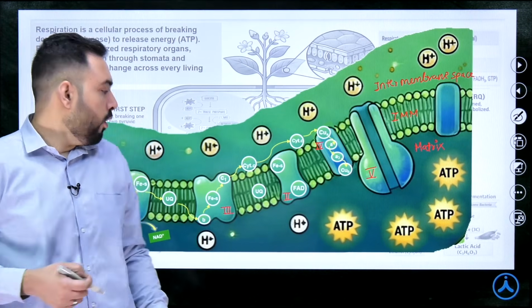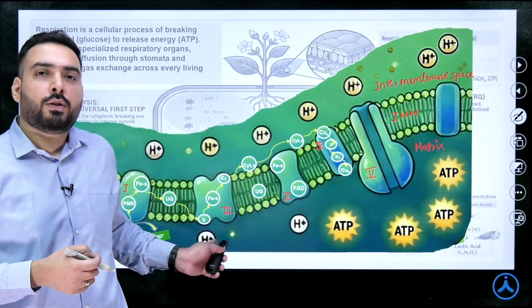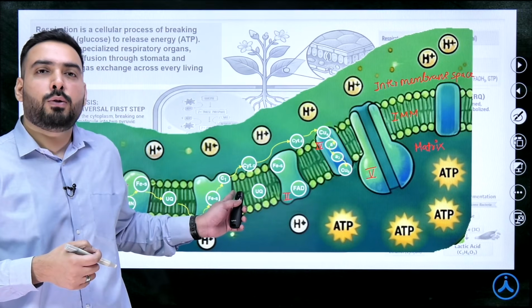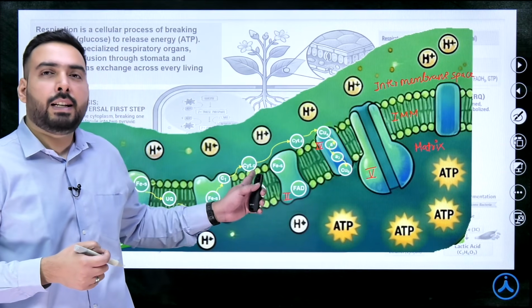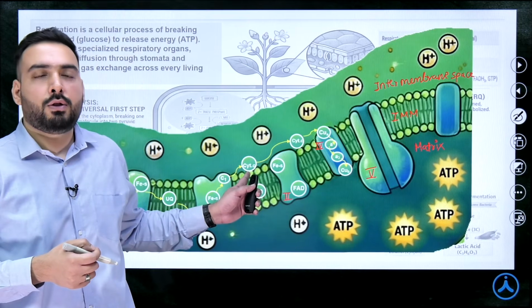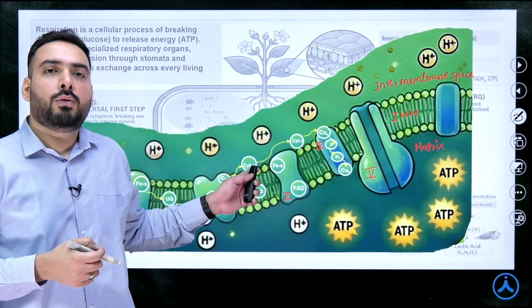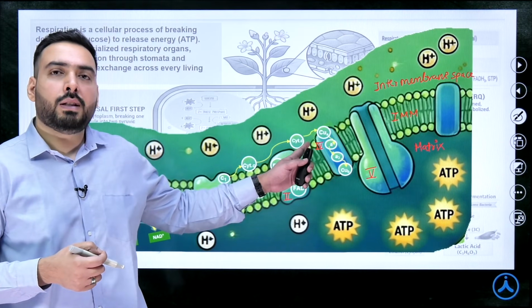complex number 3. Complex number 3 has its first carrier as cytochrome B. It receives electrons from ubiquinone, followed by another iron sulfur protein, followed by a cytochrome known as cytochrome C1. Now cytochrome C1 again provides its electron to a mobile carrier, a mobile electron carrier known as cytochrome C. This carrier is located towards the outer side of the inner mitochondrial membrane. It is also a mobile carrier, and it is going to travel to complex number 4.